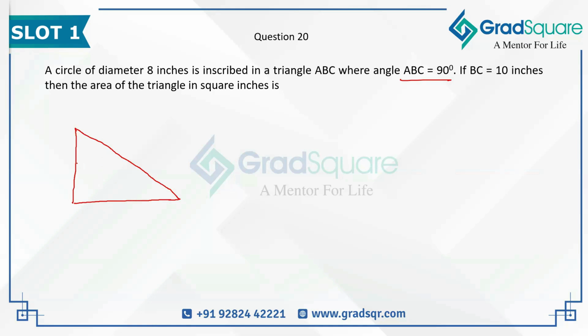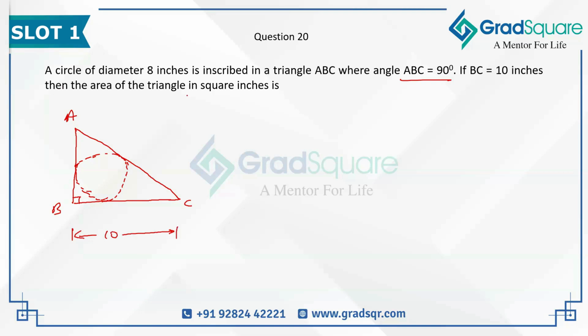Okay, and you are saying a circle is inscribed inside the triangle. So a circle that moves like this inside this triangle, you are inscribing a circle. So suppose this is the circle that we are looking at, and ABC is the triangle that you are looking at, where angle B is turning out to be 90 degrees. Okay, now BC is 10 inches, given to you very clearly. So this length over here is 10 inches.